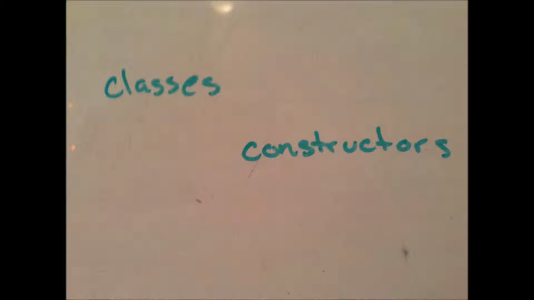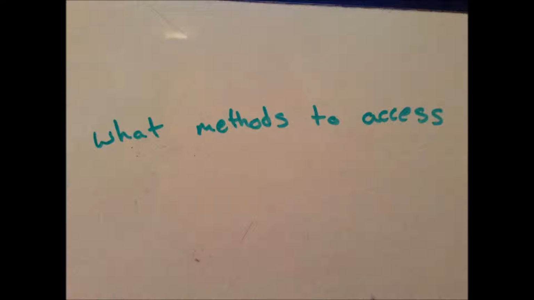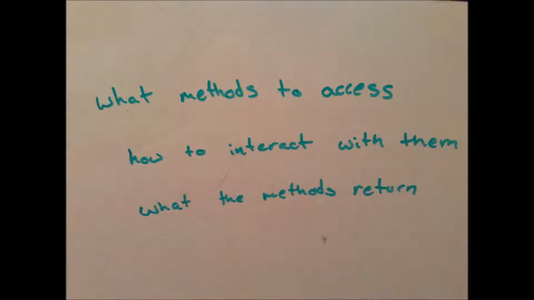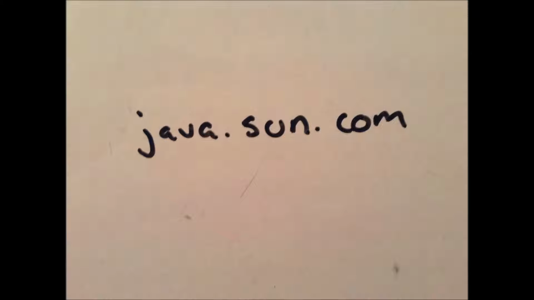APIs do not tell us how the programmer dealt with the problem or what kind of formulas they used internally. It just tells us what methods we can access, how to interact with those methods, and what those methods will return back to us. You can always access Java APIs at java.sun.com.